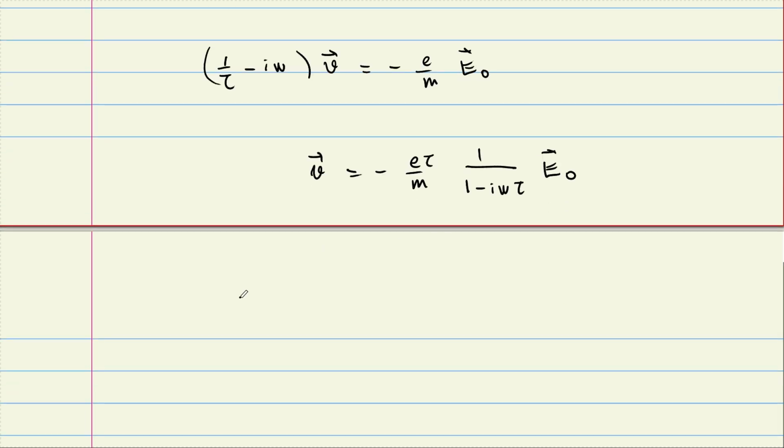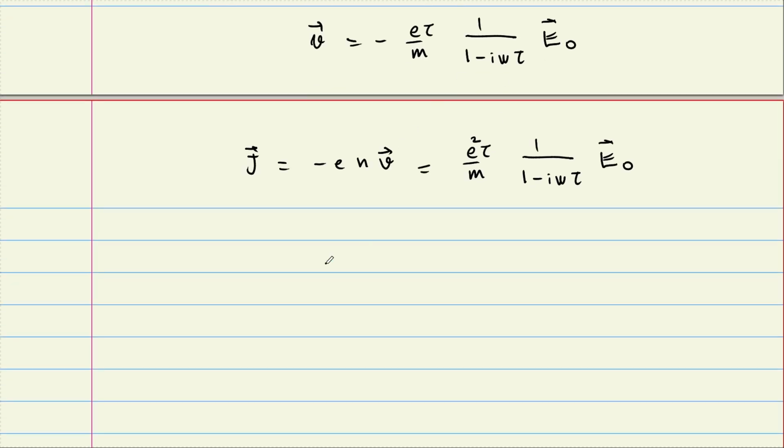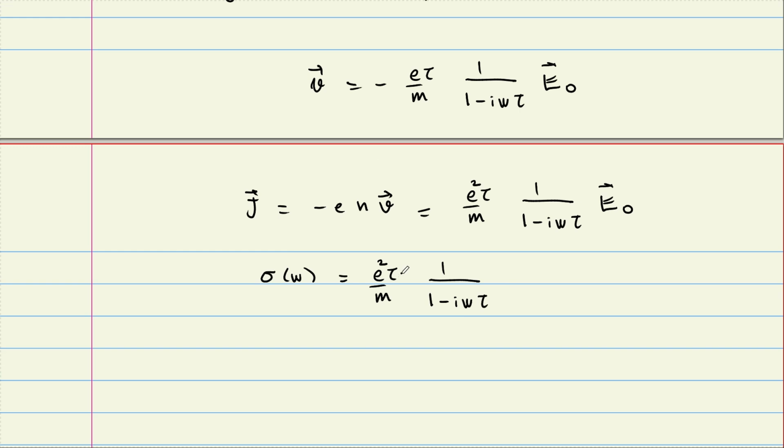And from here j is equal to minus e n v, and this is going to be this thing times e squared. Then the frequency dependent conductivity sigma of omega is going to be this piece, right? I think we should multiply that. Oh, there is also n. Yes, thank you, absolutely. So this is n tau.